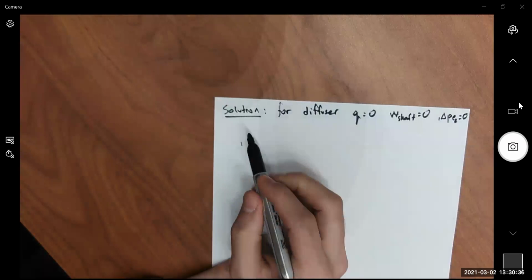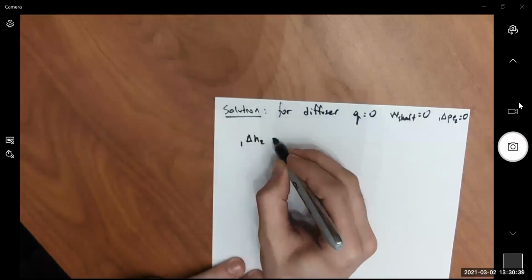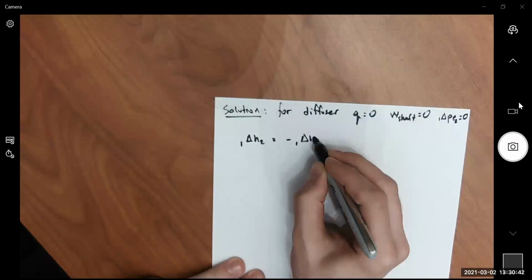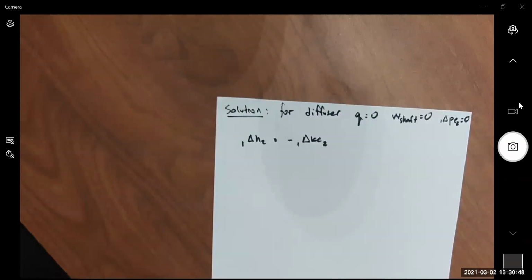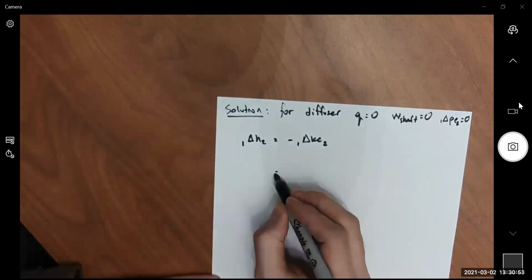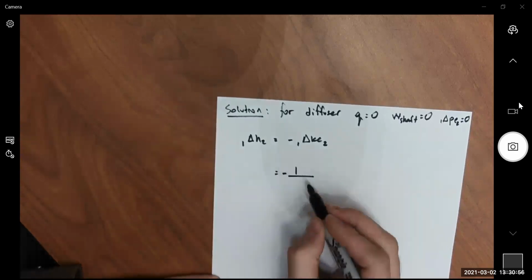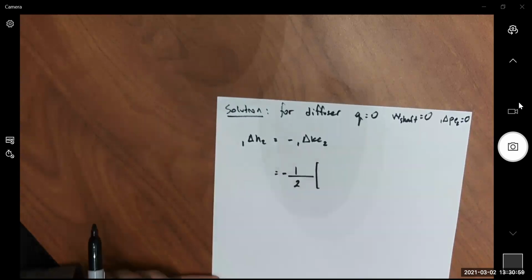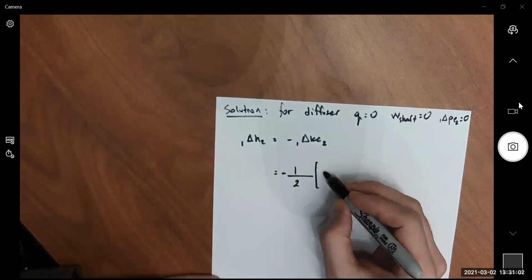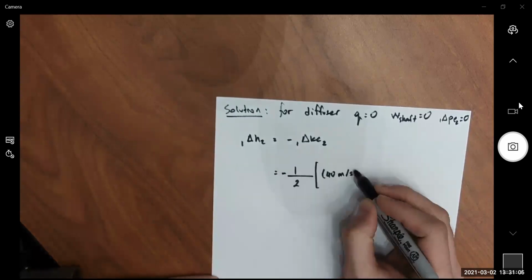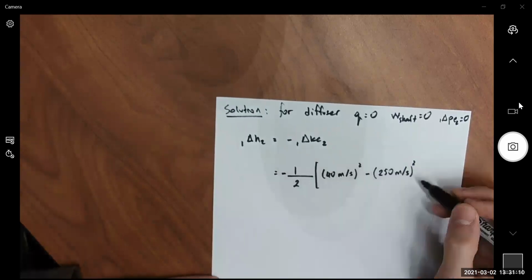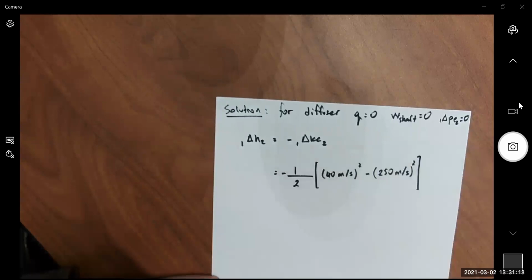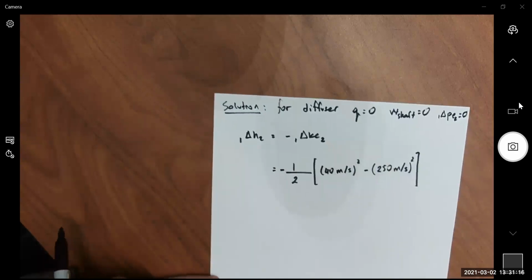Which gives us enthalpy difference from state 1 to state 2 will be equal to minus kinetic energy difference from state 1 to state 2, which is 1 over 2 times 40 meters per second squared minus 250 meters per second squared. It's my kinetic energy difference from state 1 to state 2.